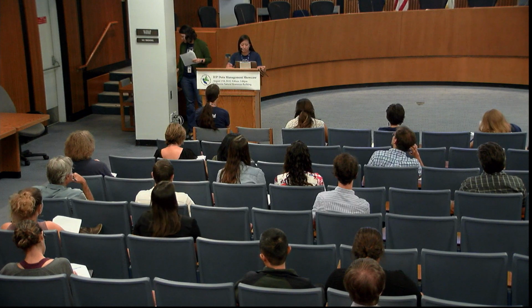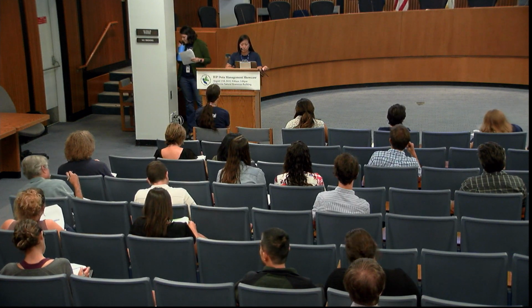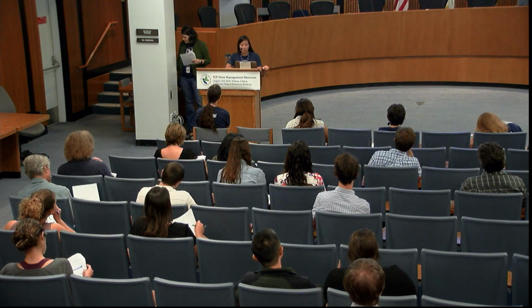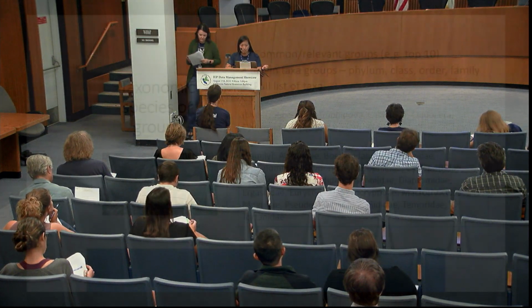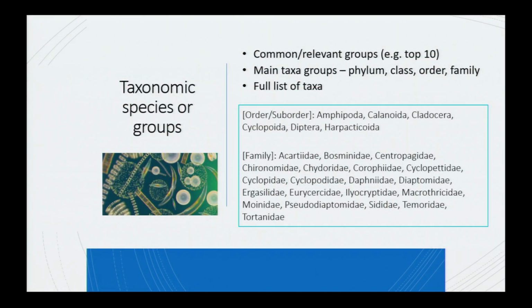So in the template, there's also a section for taxonomic species or groups, and you can decide what you want to do here based on what organisms you're working with and what you think is going to be most useful to yourself and other people. So you could choose to just put the most common or relevant groups in your taxonomic categories. Like for the zooplankton, you might not need to go all the way to the detail of family. You could just include the orders and suborders that people talk about more in their studies. But you could choose to have more detail if you want, and include the full list of your taxa if you just want it all on there, or if you find that useful.